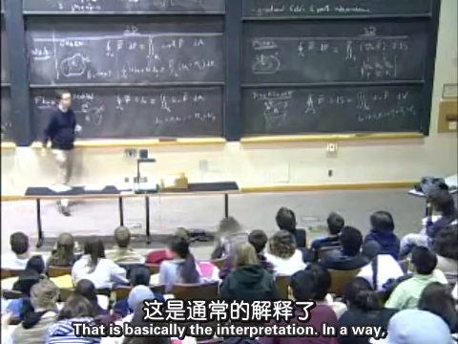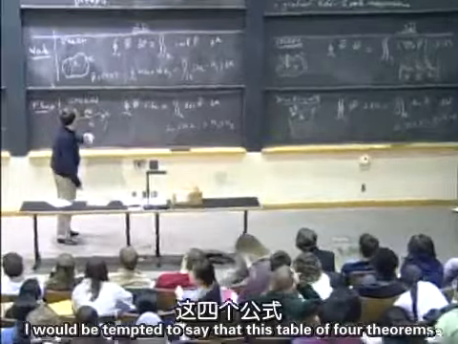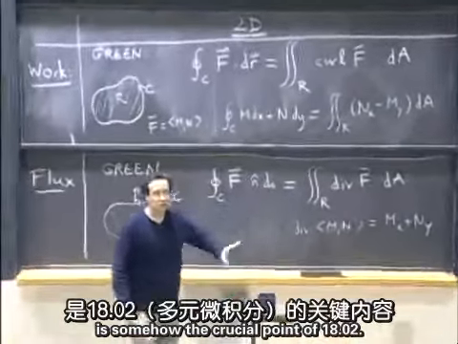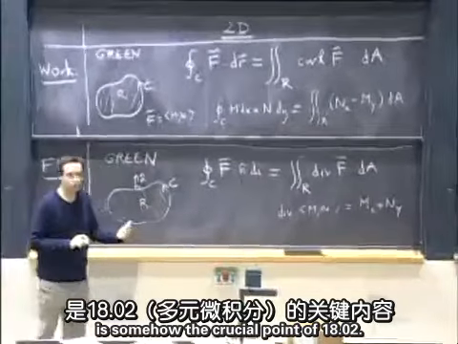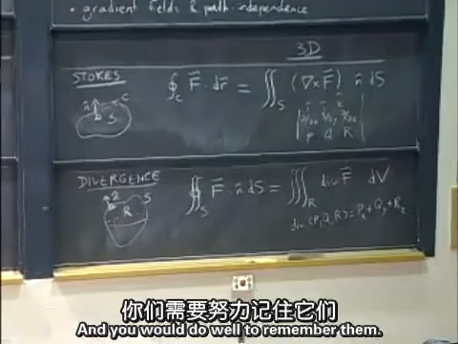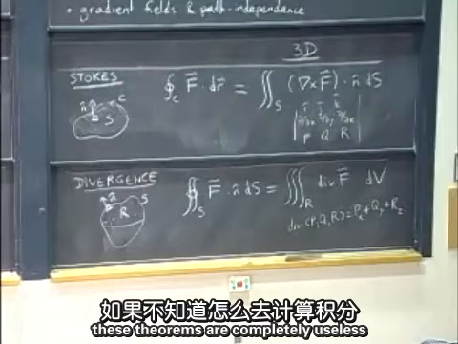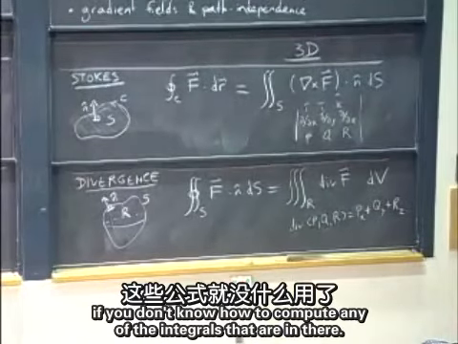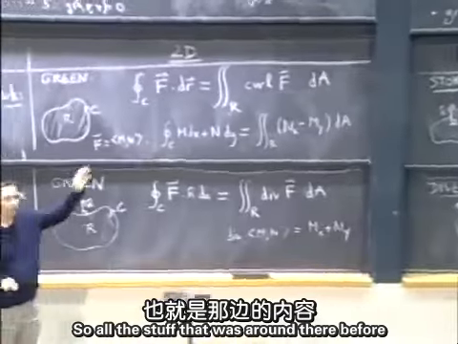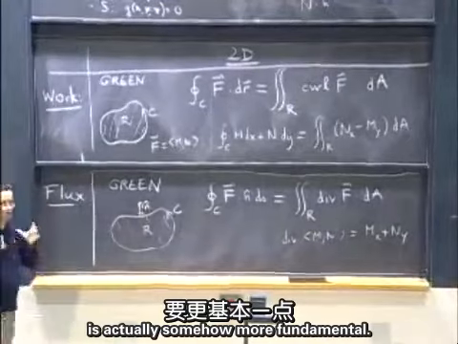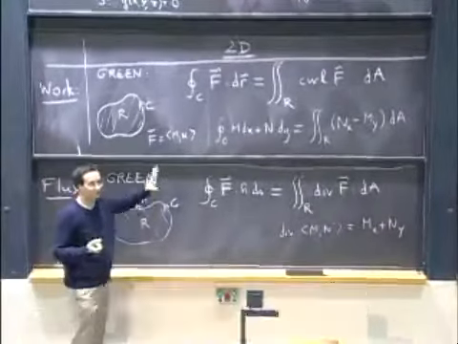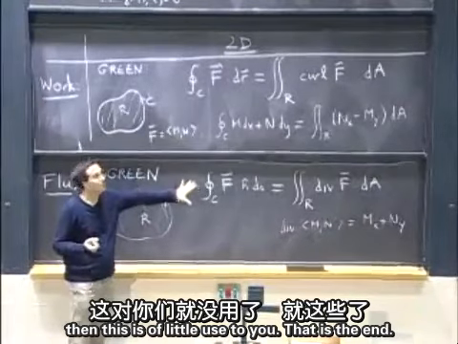That's basically the interpretation. So in a way, I'd be tempted to say that this table of 4 theorems is the culminating point of 18.02. And you do well to remember them. However, I'd like also to point out that these theorems are completely useless if you don't know how to compute any of the integrals that are in there. So all the stuff that was around there before is actually more fundamental. If you don't know how to compute the double or triple integrals, then this is of little use to you.